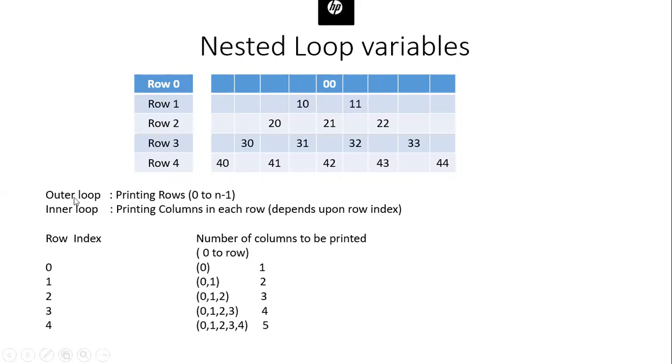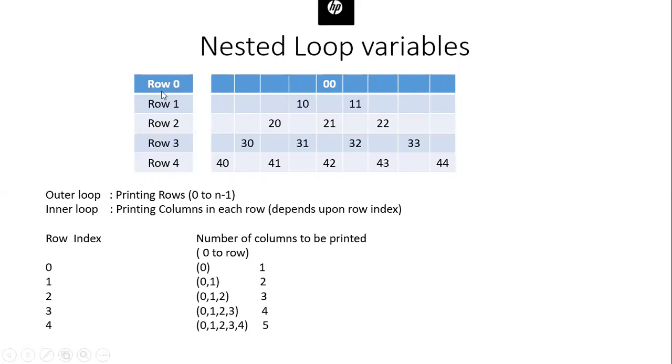Now, the outer for loop is for printing the row. So I'm going to use the for loop index as 0 up to n minus 1. Every time you have to increment by 1. That is 0, then 1, 2, 3 and 4. Now let us consider the inner for loop. The inner for loop is for printing columns in each row. If you see this inner for loop, you need to find out how many times you have to run this inner for loop. Let us see the diagram for understanding.